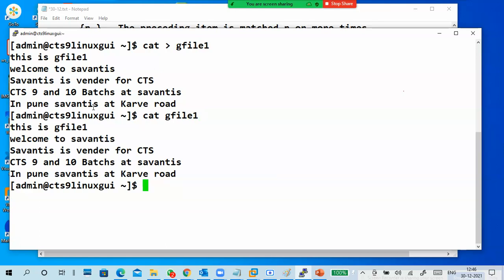Guys, I will explain once and I will explain again. So listen carefully first. If you have any doubts, ask me. Then we'll clarify all the doubts. So we'll see here. Grep, I want to display the lines having Savantis in that line.